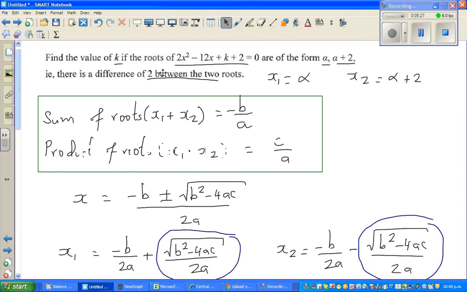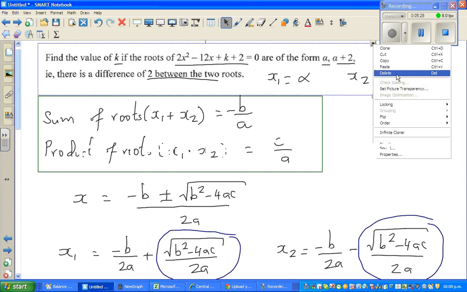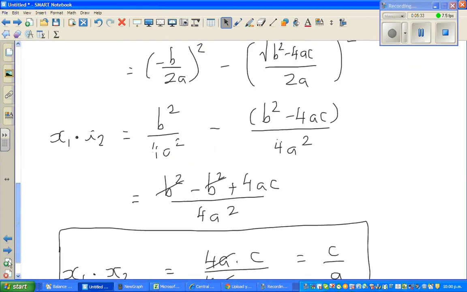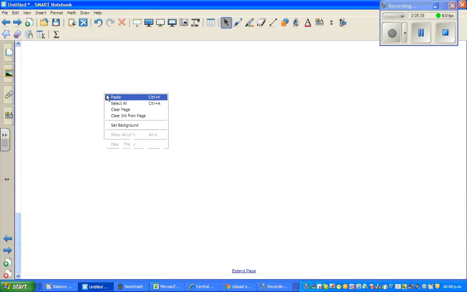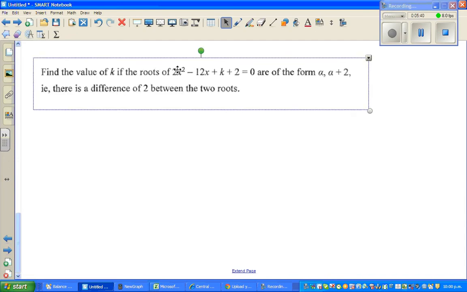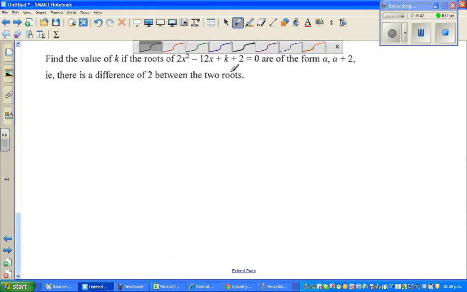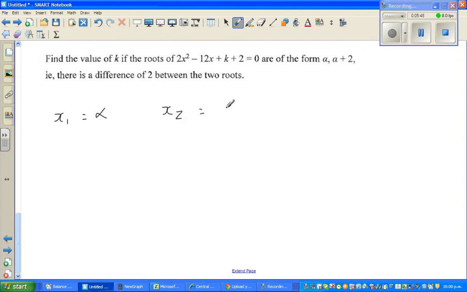Okay, so let me copy and paste. So these are the two formulas. Let me copy and paste it here. Okay, so we're going to do that again now. So let us paste it here. So we know two formulas. So what they're saying is we know x1 is alpha, and let us say x2 is alpha plus 2.